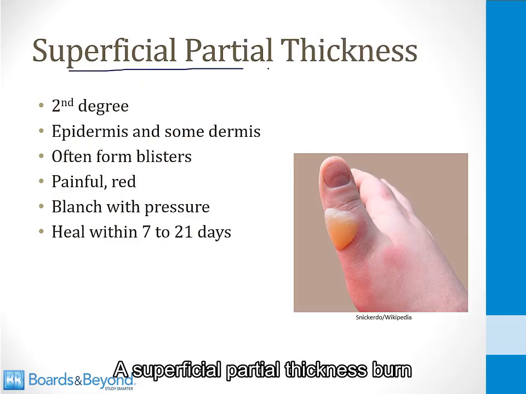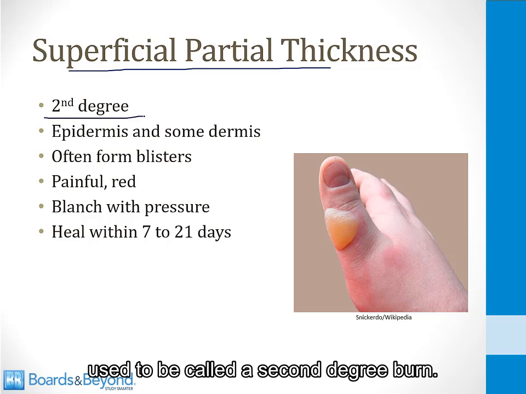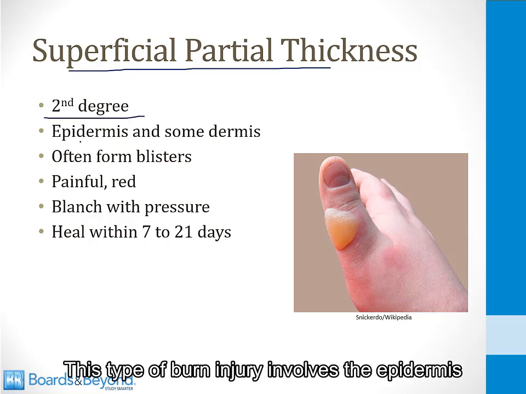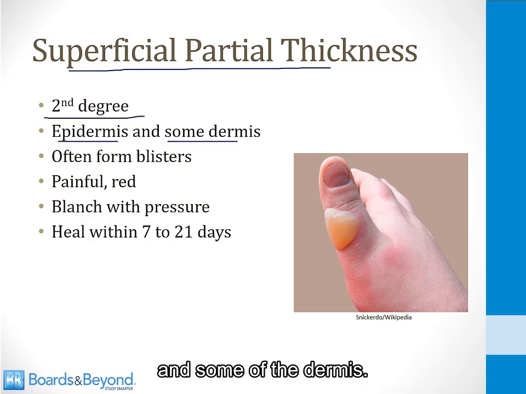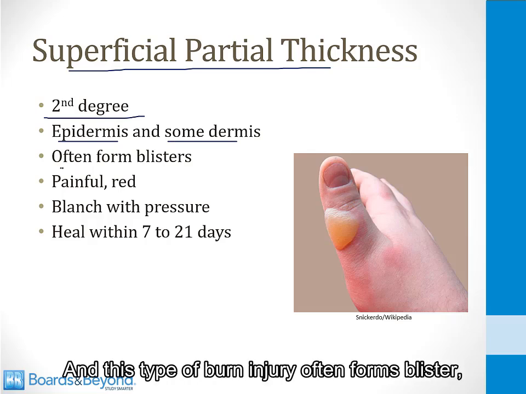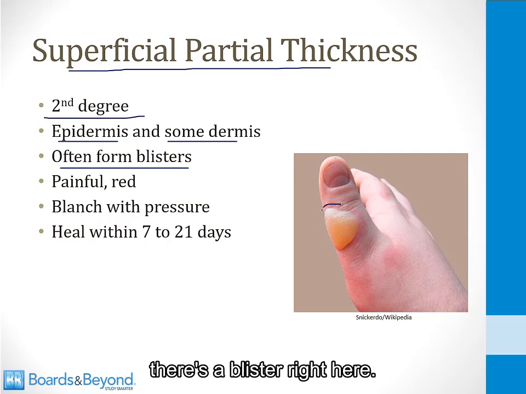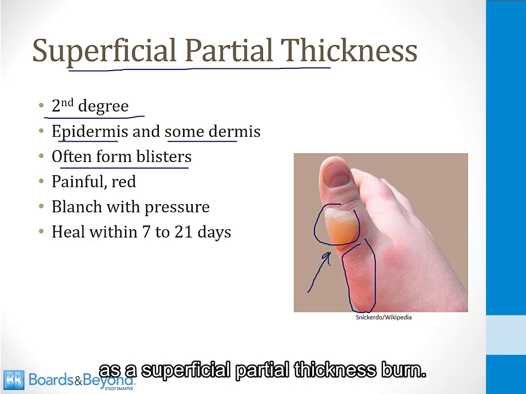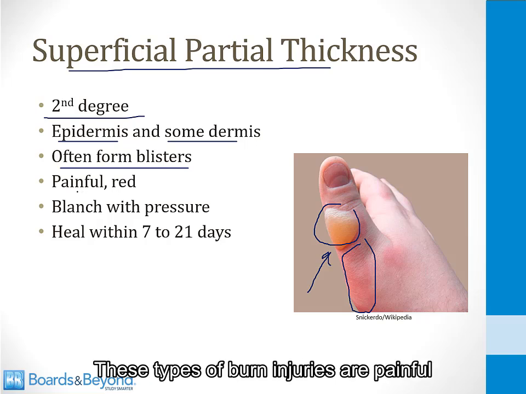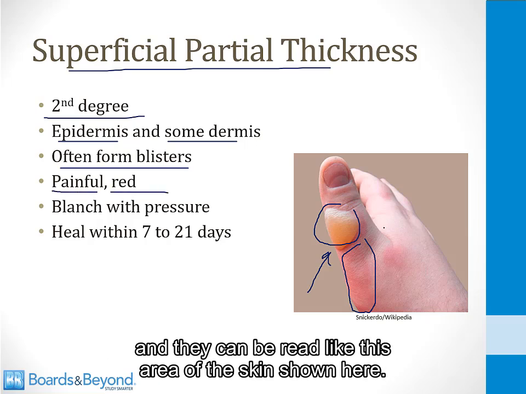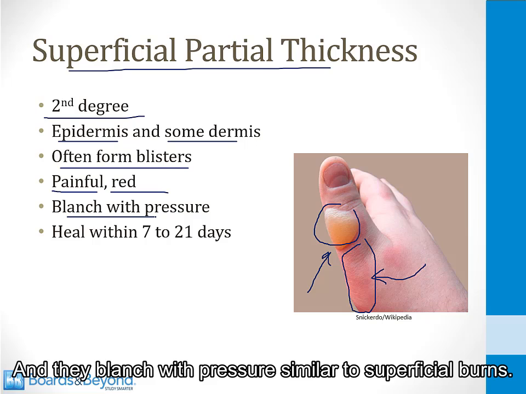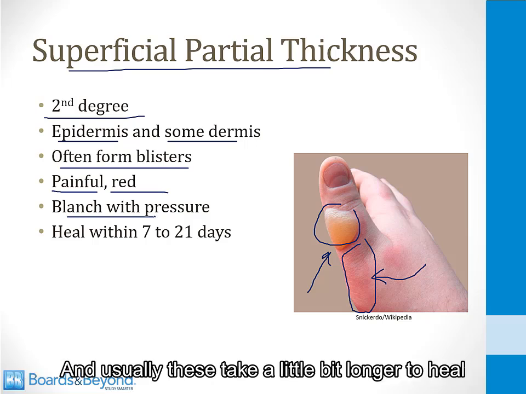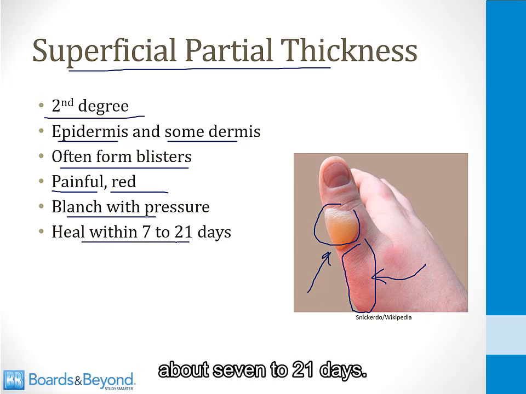A superficial partial thickness burn used to be called a second degree burn. This type of burn injury involves the epidermis and some of the dermis. And this type of burn injury often forms blisters. You can see on the slide here there's a blister right here. There's also a red area here similar to a first degree burn, but the blister distinguishes this as a superficial partial thickness burn. These types of burn injuries are painful and they can be red like this area of the skin shown here, and they blanch with pressure similar to superficial burns. And usually these take a little bit longer to heal, about 7 to 21 days.